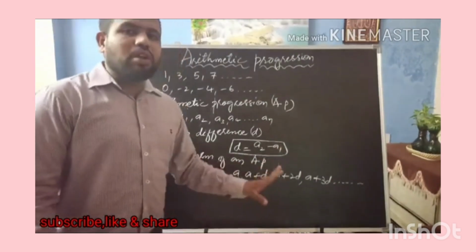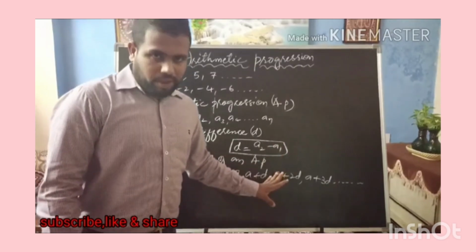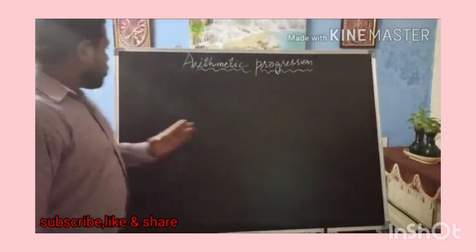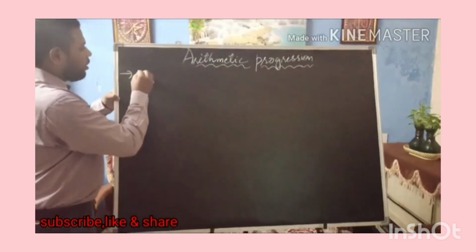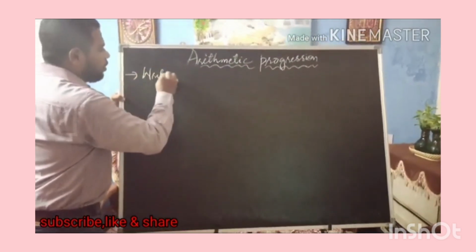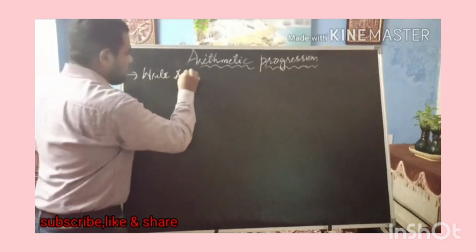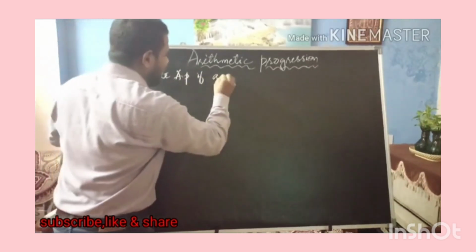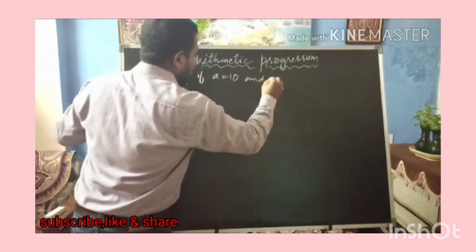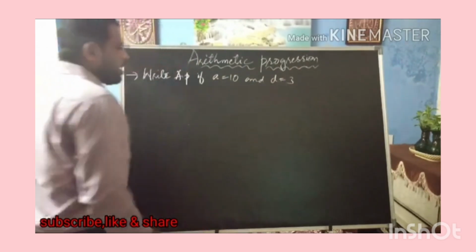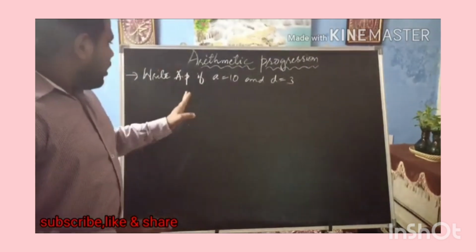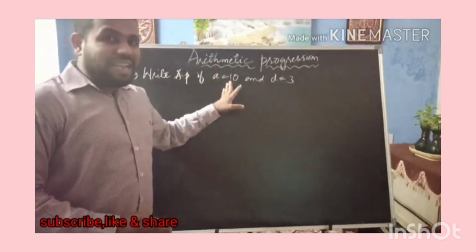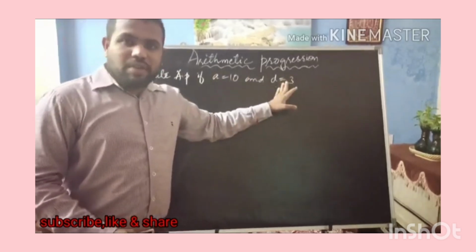Let us see how we can solve questions related to the general form of an AP. See here, I am going to write one question on the board. Write the AP, which means arithmetic progression, if the first term A equals 10 and the common difference D equals 3. This is a very simple and easy question. Here we have to write the general form of an AP, where the first term A is 10 and the common difference D is 3.